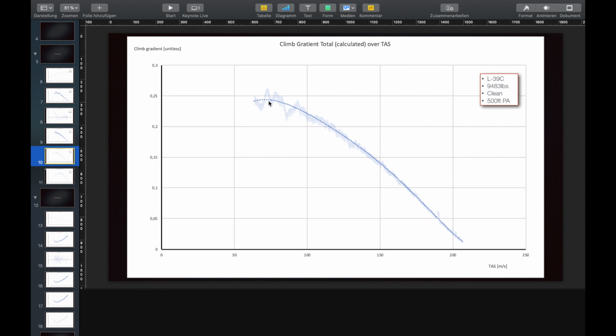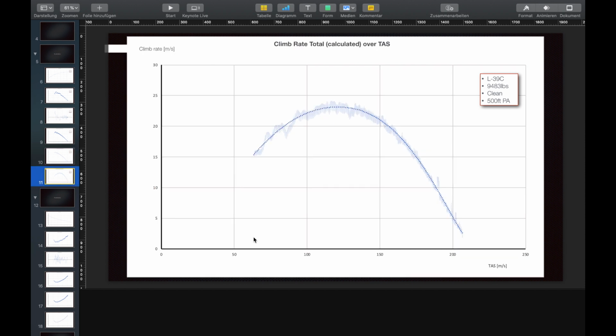So the climb gradient, it's nice to know this, but what's even more interesting is your climb rate. So let's just multiply each and every one of these dots with the respective true airspeed. So if I have that climb gradient, then I multiply it with 100 meters per second, then I get the climb rate in meters per second. And that's what this is. That's your climb rate in meters per second over true airspeed. So what it tells me is if I fly this airspeed in this aircraft at max rated thrust, I can get a climb performance of about 22 meters per second.